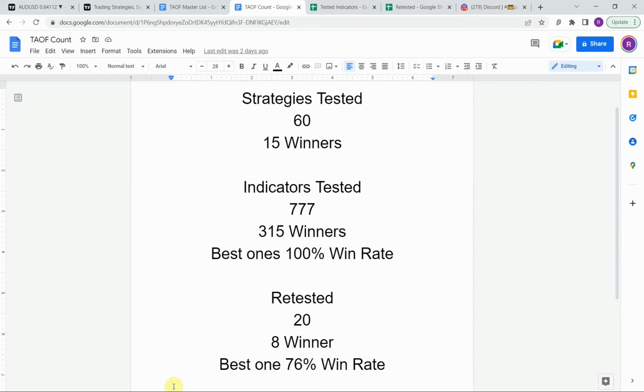We have also retested in the advanced testing 20 of the winning indicators. 8 of them have been able to maintain the winning status. The best one, a 76% win rate. Now, keep in mind that we test most of the strategies and indicators on the Forex and crypto market, but they can be applied to just about any market and time frame universally.